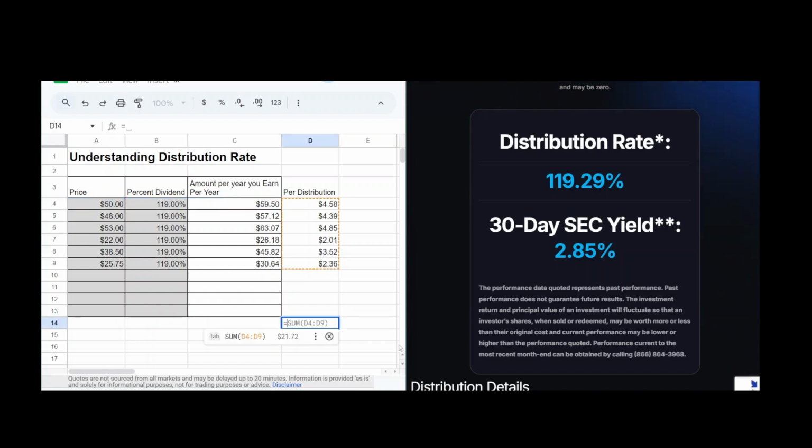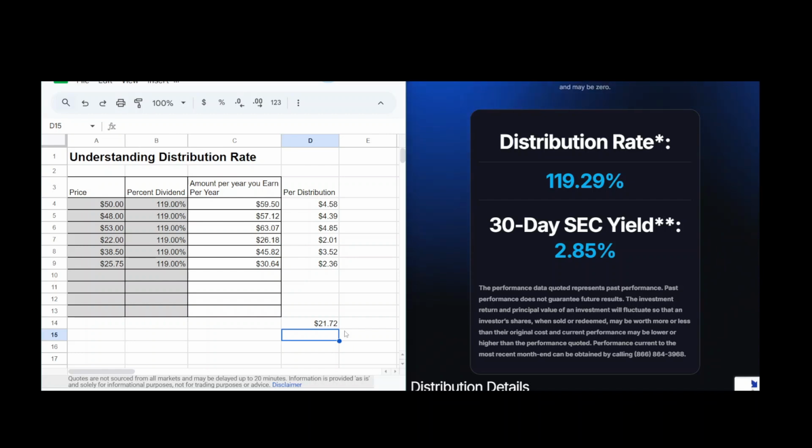So I can simply add this column. It's going to be $21.72. So you have the $21.72 that you've earned over the 6 months. And again, I am just rounding to the even months here. I'm just assuming that this is 6 payments, 6 months. So we've got $21.72 for 6 months, and we were looking to get roughly $50 in 12 months.